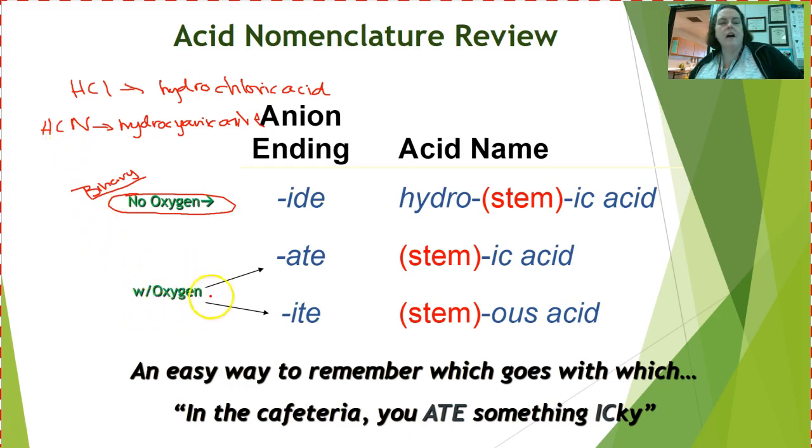Okay, so if it has oxygen in it, it's going to be a polyatomic ion. It's a ternary compound for the most part. We're going to have ate and ite endings from the anion. So what we do is we change the ate ending from the anion to ic acid, and we change an ite ending to ous acid. Notice no hydro, there's no prefix. Easiest way to remember which goes with which: in the cafeteria you ate something icky. So ate, ick. Okay?